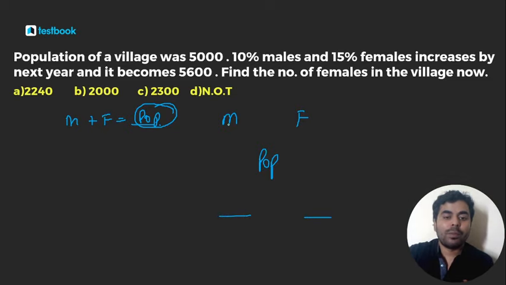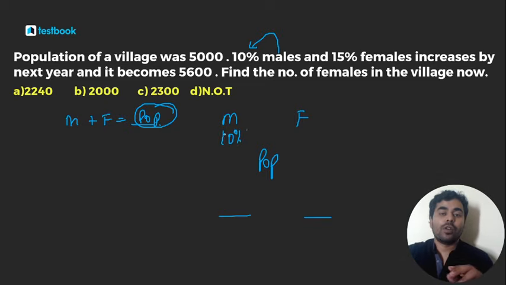Now in place of male, there is a 10% increment in the population of males, so I will write it as plus 10%. If it had been a 10% decrement, I would have written minus 10. Now are females increasing or decreasing? Increasing. By how much percent? 15%. So I am writing 15% here also.